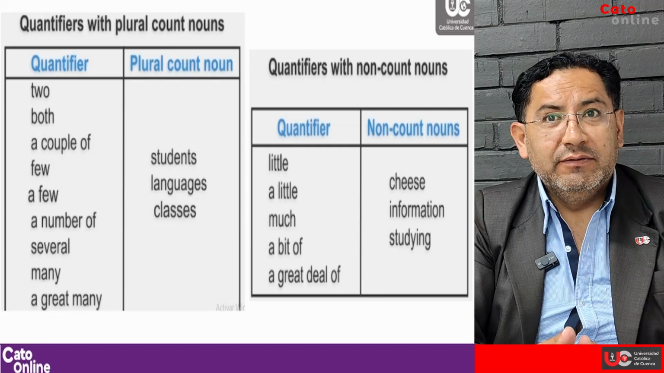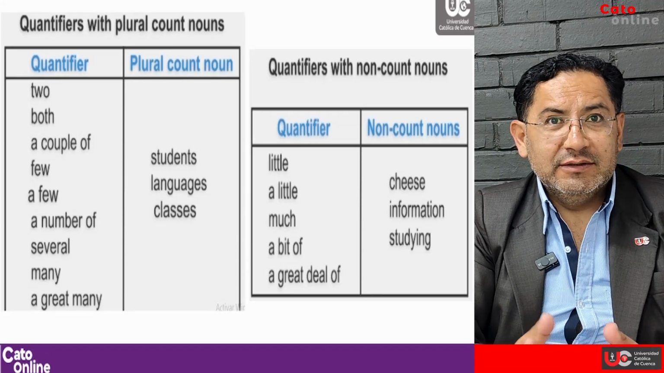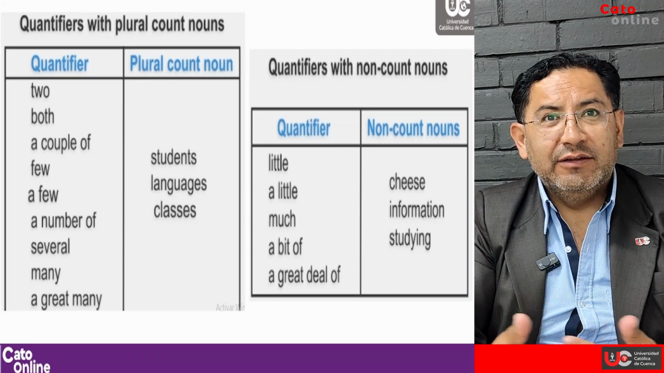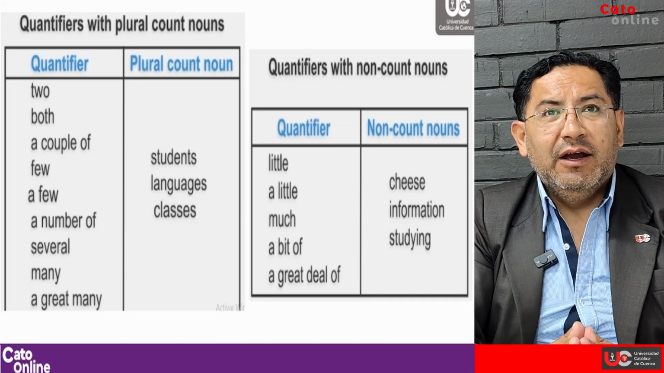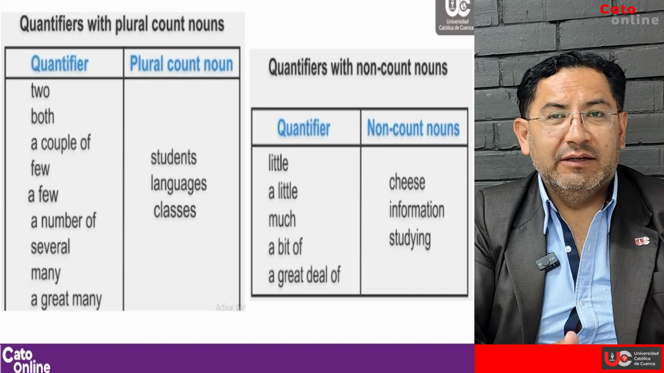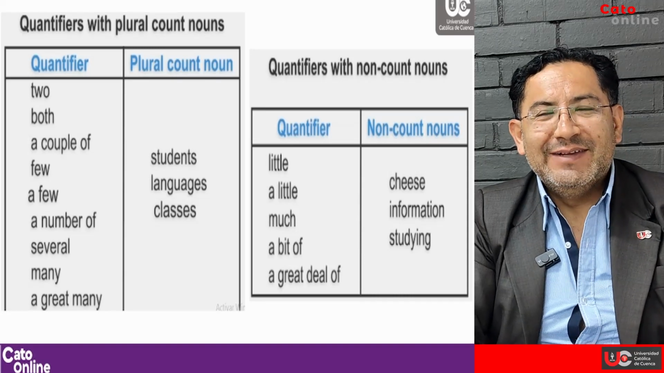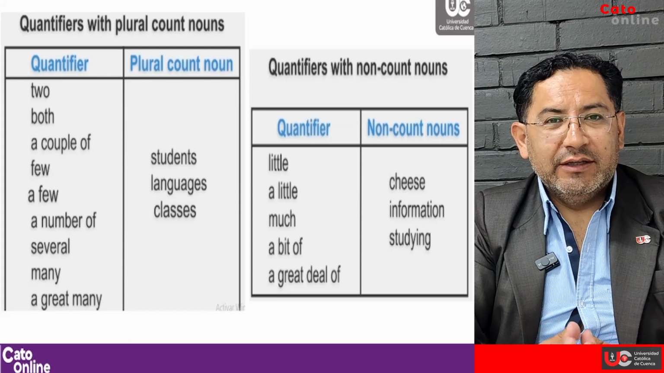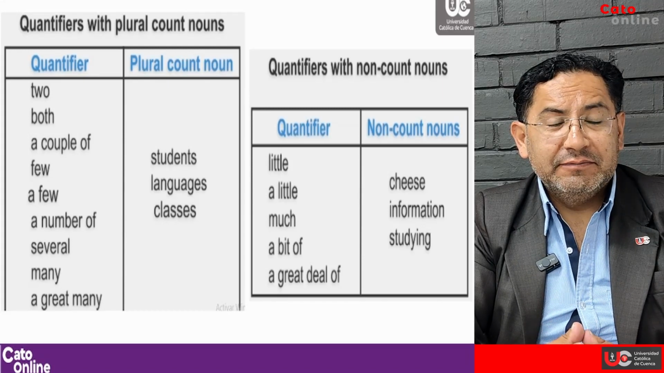A couple of languages, few classes. Okay, we need to use this kind of quantifiers. A few students, a number of classes, several students, something like that. Okay, very good. Let's continue with quantifiers with non-count nouns.